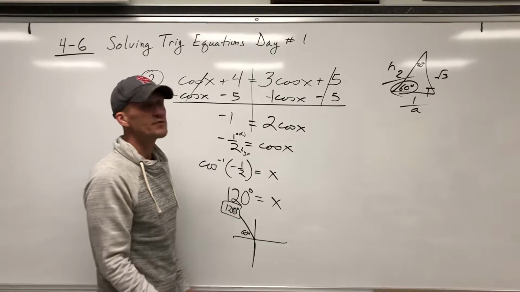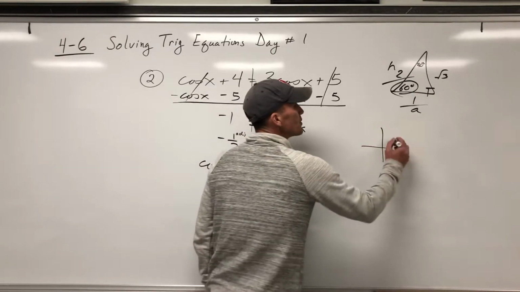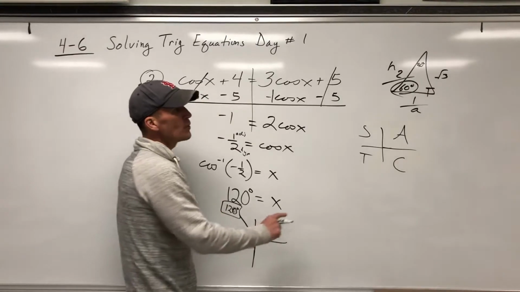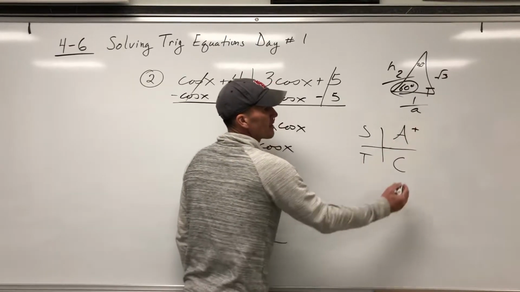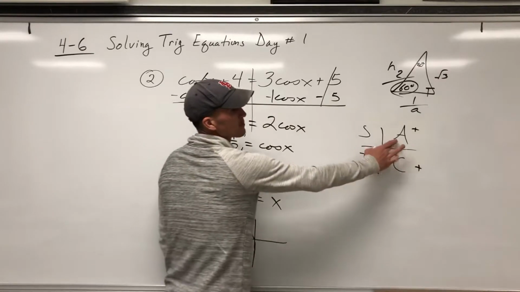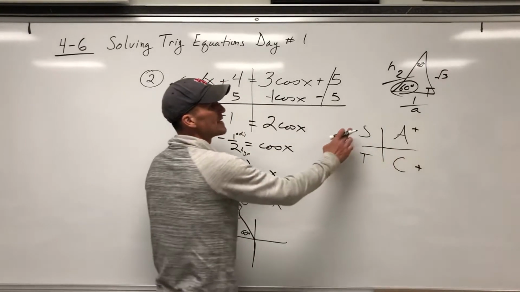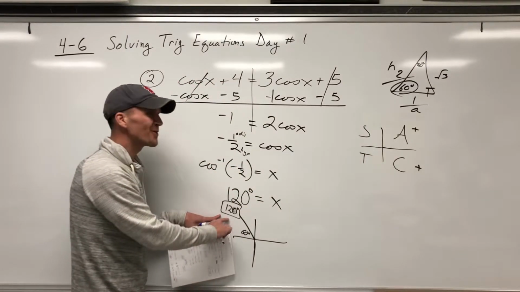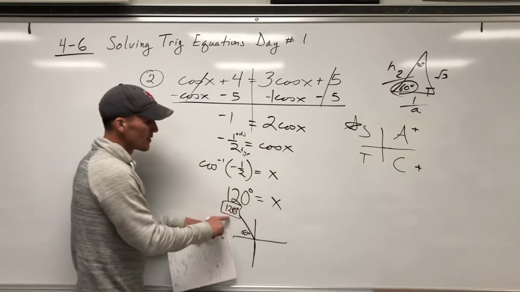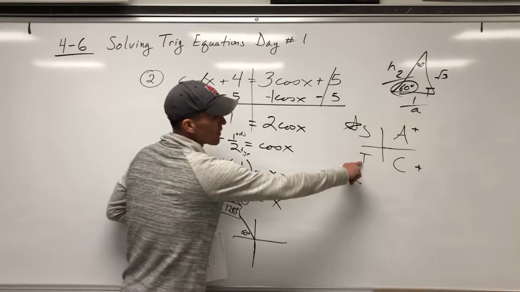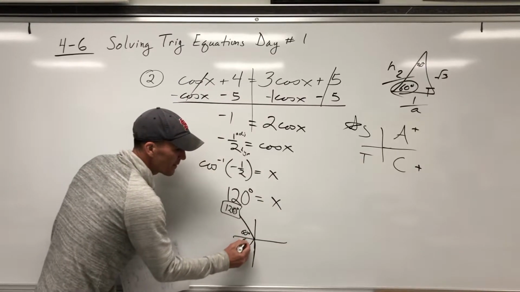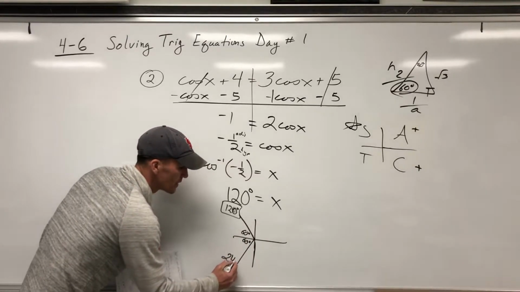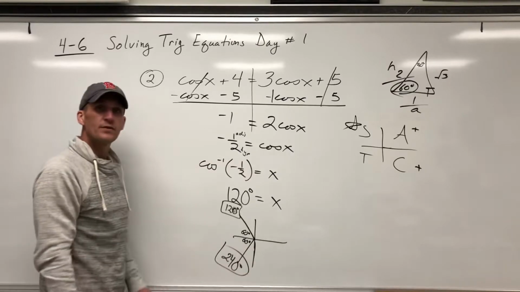But again, I need to understand All Students Take Classes. Please remember, this is when things are positive. So cosine is actually positive there and there. So if cosine is positive in the first and fourth quadrant, it means that it would be negative in the second and third quadrant, and the calculator actually gave me the second quadrant angle. It already gave me the 120 degrees. Now I just need to go down to the third quadrant, put his family member with a reference angle of 60 degrees. 180 plus 60 is 240 degrees, my other solution.